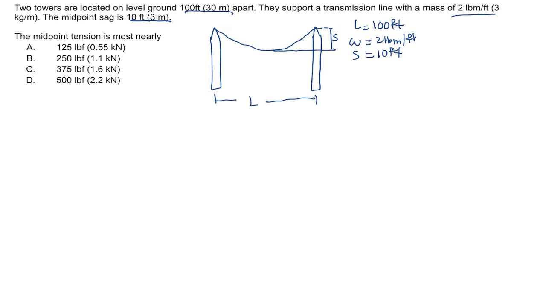Now what are they asking from us? The midpoint tension is most nearly A, B, C, or D. Now, the midpoint tension. If we were to cut a line right down here in the middle, the only tension in the line would be acting horizontally. So this tension would be right here, acting through the middle of this transmission line. And that's what we're looking for.